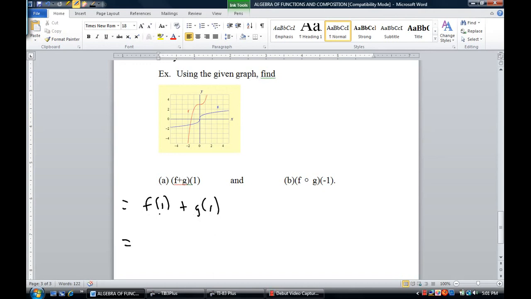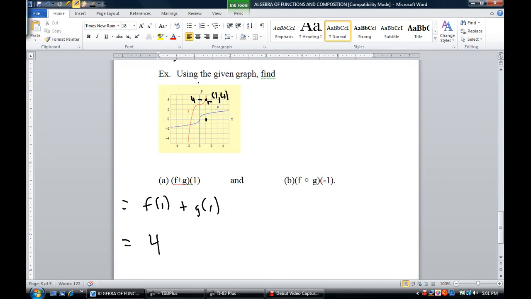Now all f of 1 means is to find the y value when x equals 1. So we're going to go to x equals 1, and we're going to go up to the f function. F is red, so it's right here. And so that y value is 1, 2, 3, 4. It's 4. In fact, if you were to label that point, that would be 1, comma 4. So when x is 1, y is 4, in this case f.